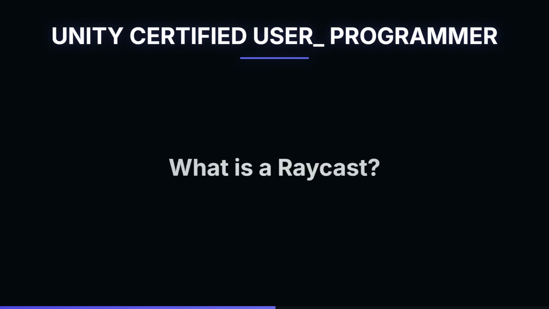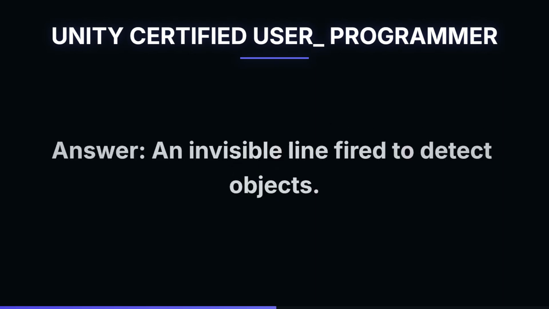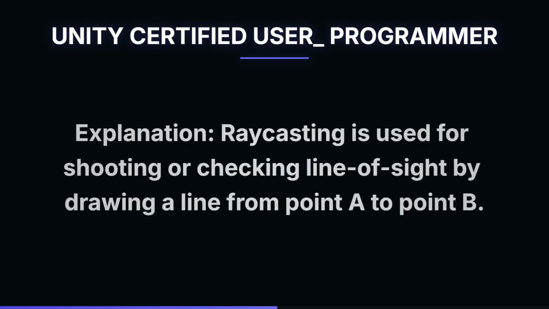14. What is a raycast? Answer: an invisible line fired to detect objects. Explanation: raycasting is used for shooting or checking line of sight by drawing a line from point A to point B.